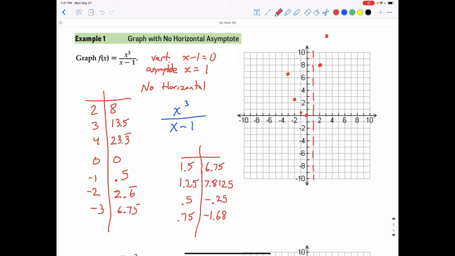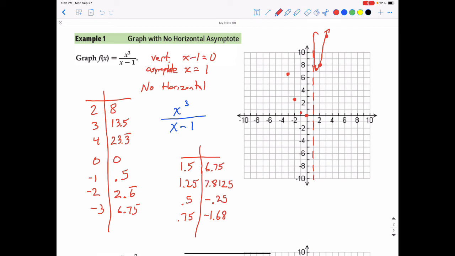So when we graph those points, we got (1.5, 6.75), which is about right here. And (1.25, 7.8125), which actually is pretty close to 8. So you can see on this side right here, what's going on is that it is very rapidly dropping from the asymptote until it gets into this area somewhere. It may not be exactly that point, and then quickly turns and goes back the other direction.